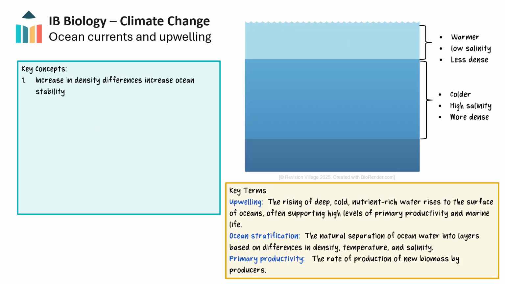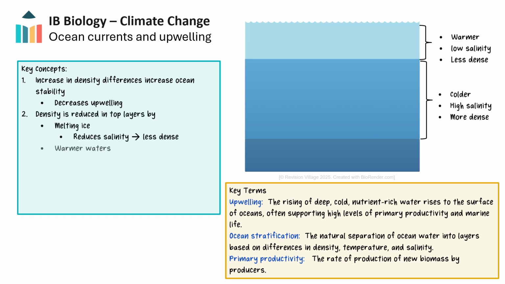When the density differences between layers increase, it leads to greater ocean stability, which decreases upwelling. Global warming exacerbates this by melting ice, reducing surface salinity in the top layer while warming surface waters, which further decreases mixing. This stability disrupts nutrient upwelling, particularly in regions where phytoplankton growth depends on it.